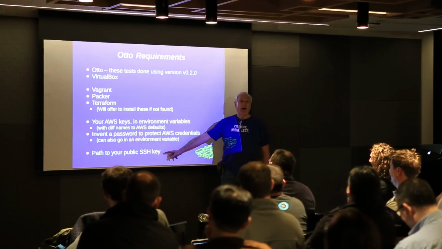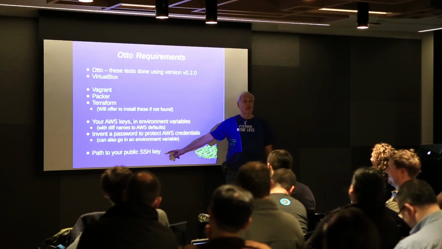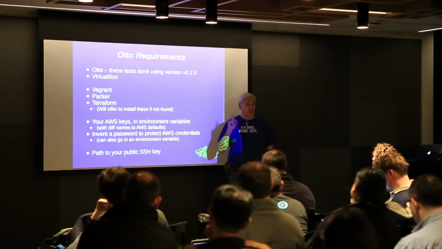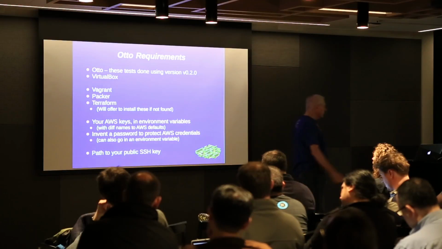And you need a path to your SSH public key, because it wants to stuff that both into the Vagrant VMs and into the target AWS instances when you make them.